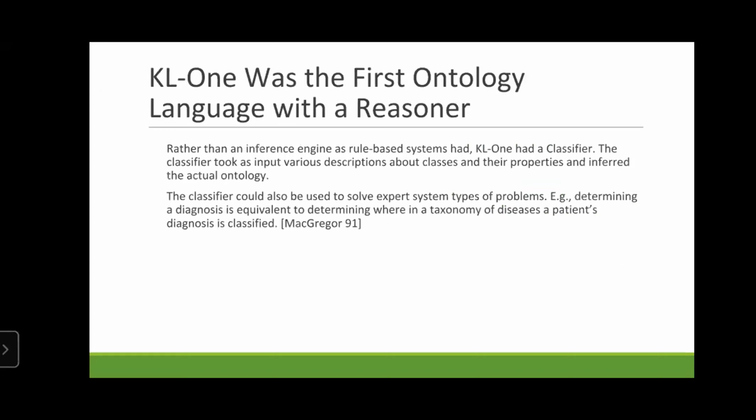So the language that Brachman created was called KL1, and it was the first ontology language that had a reasoner. And rather than have an inference engine the way rule-based systems did, which did forward and or backward chaining on the rules, KL1 had a classifier, which was a kind of theorem prover. And the classifier took as input various descriptions about classes, their properties, and things like that. And then it inferred the actual ontology from the descriptions.